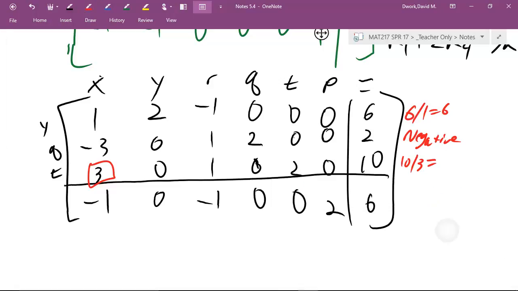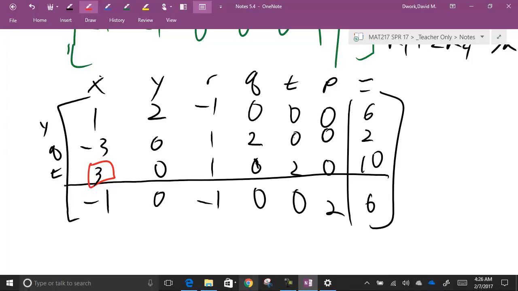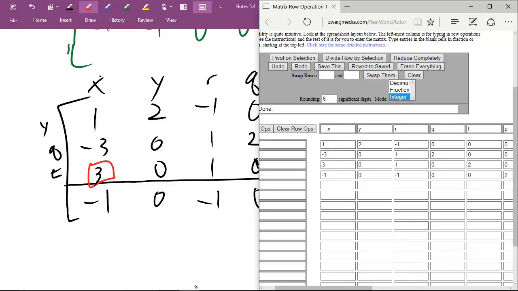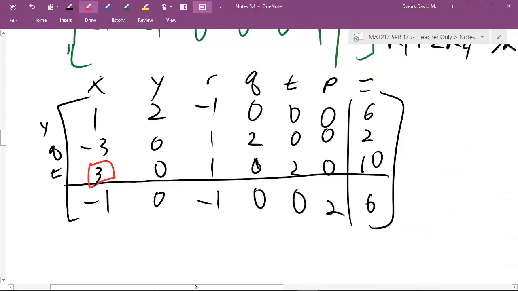And what is 10 divided by 3? 3.3 and change. All right, so anyway, we're done with that. So there is our pivot. So we bring up our handy dandy little website, and there we are. We said we are going to pivot right here on the 3. So we're going to pivot right there. And now you'll see we have all sorts of fun new numbers, and rinse and repeat.